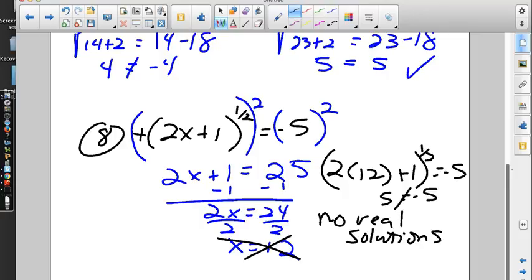No real solutions. Can that be abbreviated by NRS? You're so lazy. It's just, and now that's on recording for posterity.